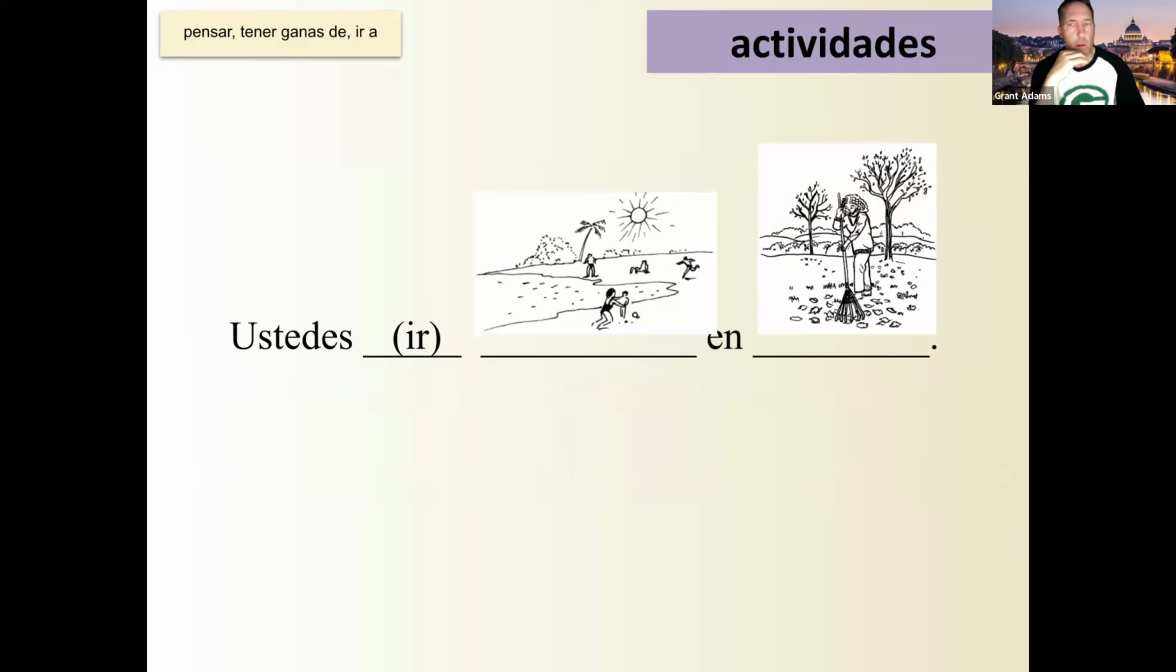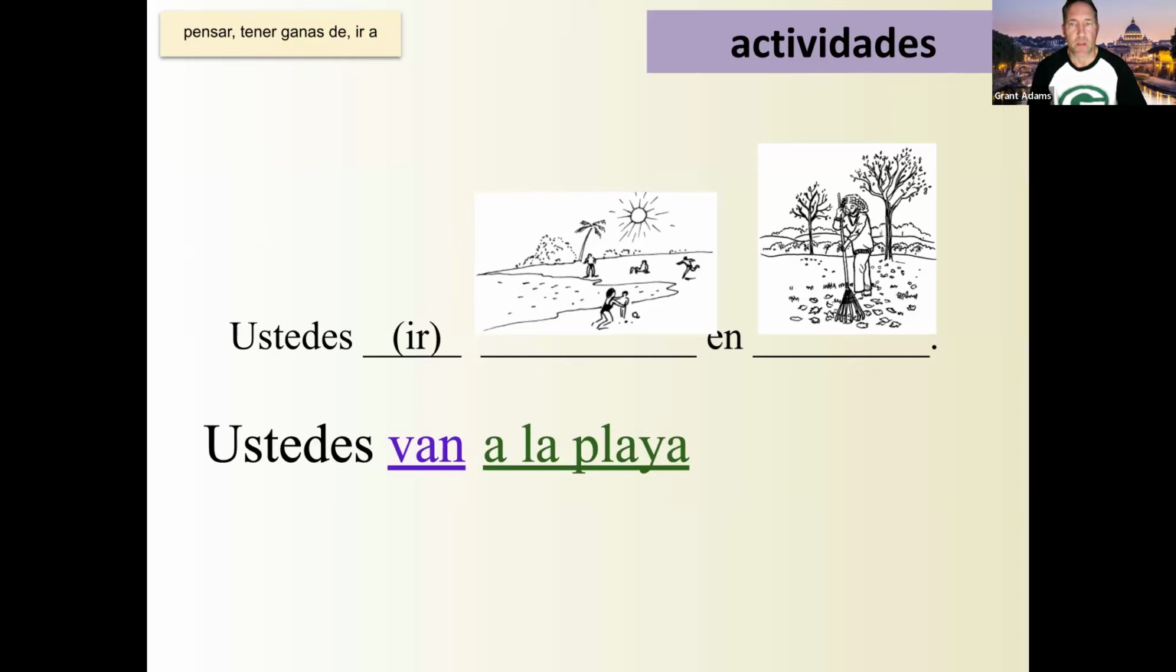I would use la playa again. Going back to la playa, although it might not be the best weather for the playa, but that's okay. Ok, excelente. Ustedes, muy bien, excelente. Ustedes van a la playa again. We're going back to the beach. A la playa en el otoño. Okay, just wanted to practice those elements there.